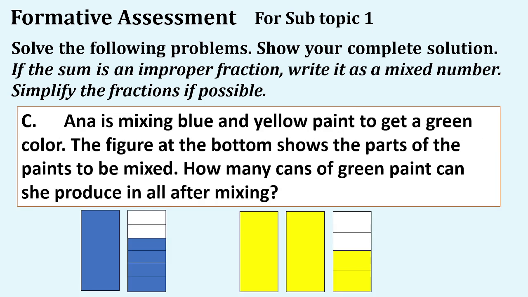Anna is mixing blue and yellow paint to get a green color. The figure at the bottom shows the parts of the paints to be mixed. How many cans of green paint can she produce in all after mixing?